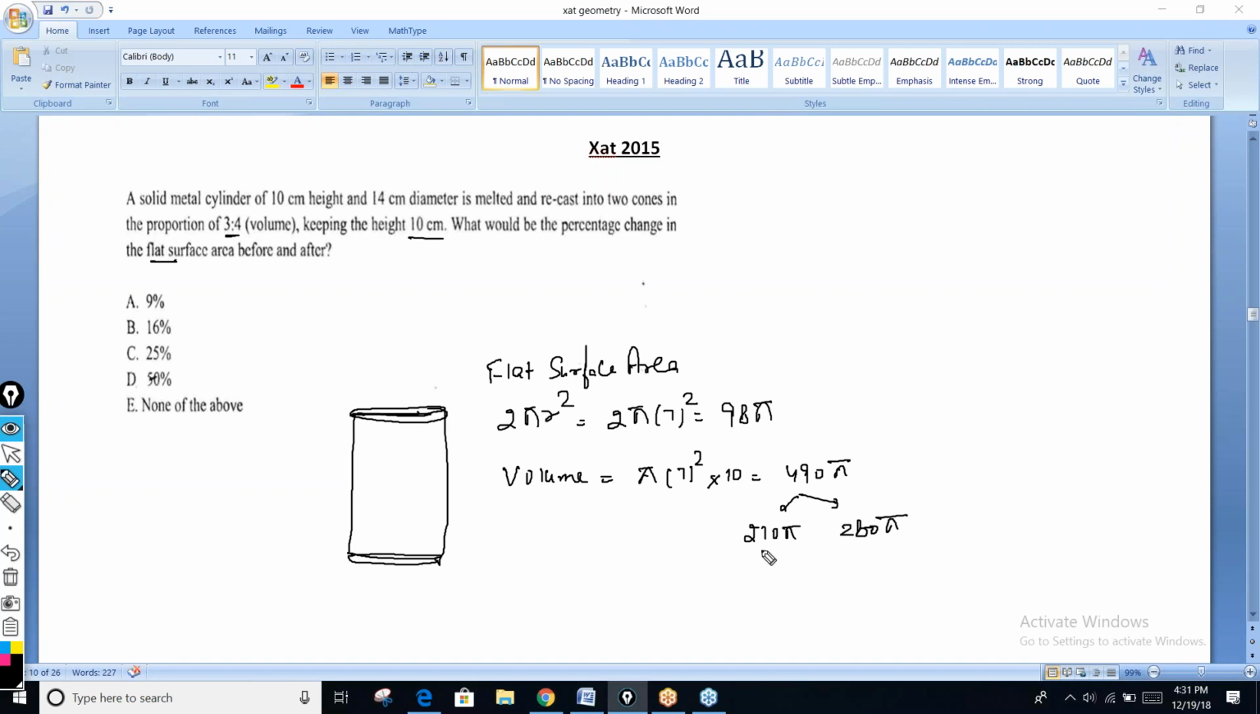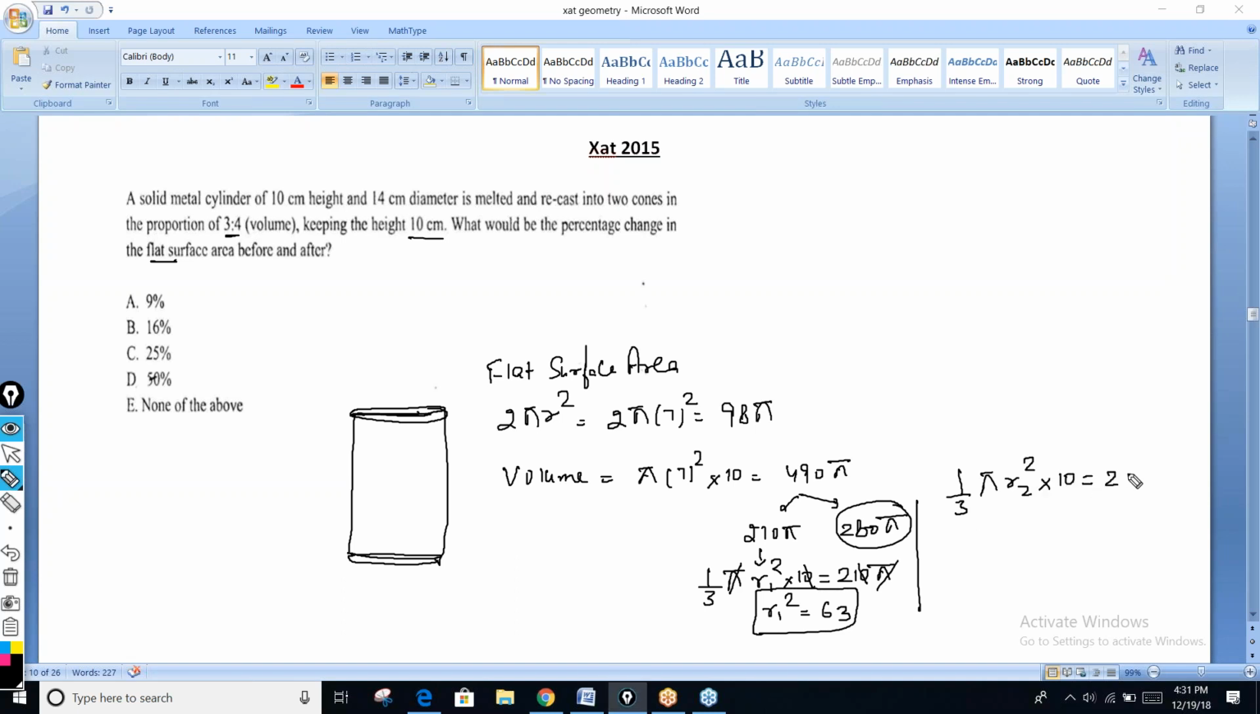Keeping the height same, so height is 10, we get the radius of the two cones. For one volume, R1 square comes out to be 63. I'm putting it as R1 square, I'm not taking the root, because we actually need r square only. And the second volume is 280π. So (1/3)πr²h is 280π. The π is cancelled, 10 and 28 are cancelled, so R2 square comes out to be 84. This is the radius of the two cones.